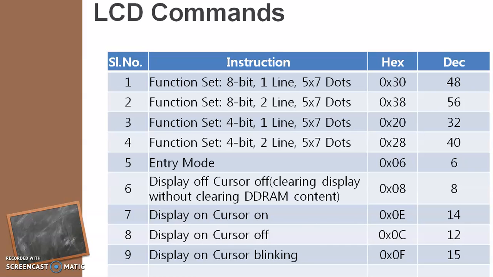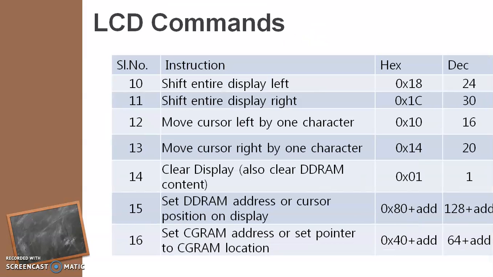Okay, display on with cursor blinking. The cursor marks the first position, and in the first position where the character is to be displayed, it just blinks. Okay, next, shift entire display left. You want all the characters to be entered in the left direction or in the right direction, for which the command is 18 and 1C.